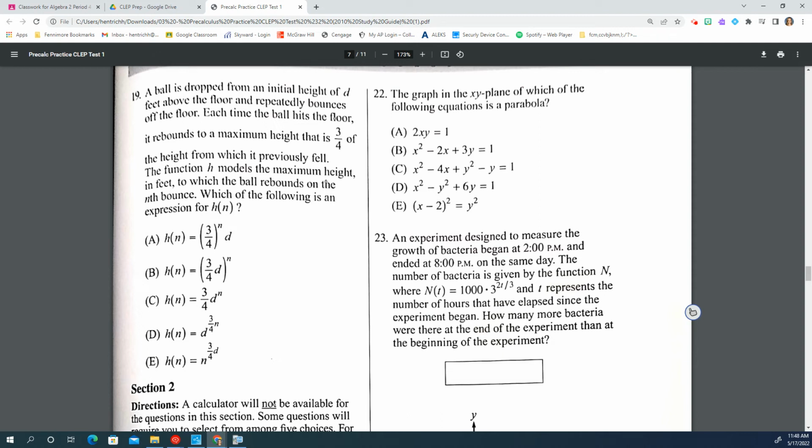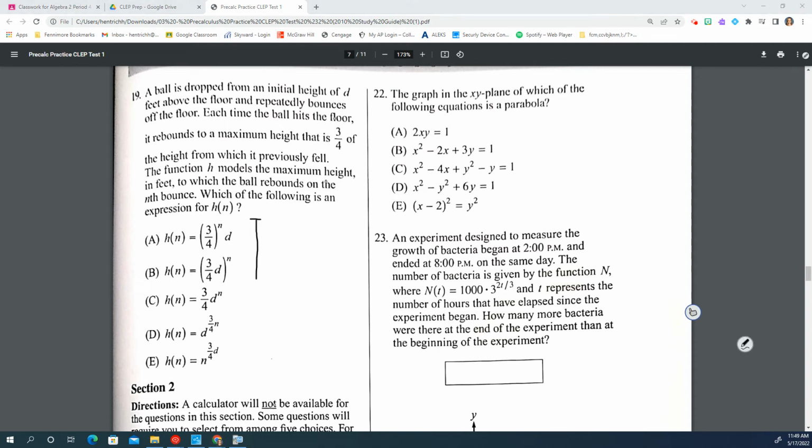So we have a ball dropped from an initial height of d feet above a floor, and it repeatedly bounces off the floor. Each time the ball hits the floor, it rebounds to a maximum height that's 3/4 the height from which it previously fell. The function h models the maximum height in feet to which the ball rebounds on the nth bounce. Which of the following could be an expression for h of n?